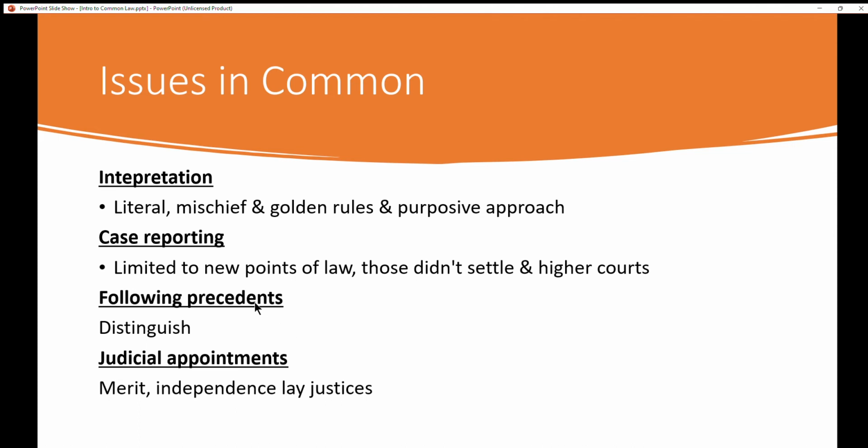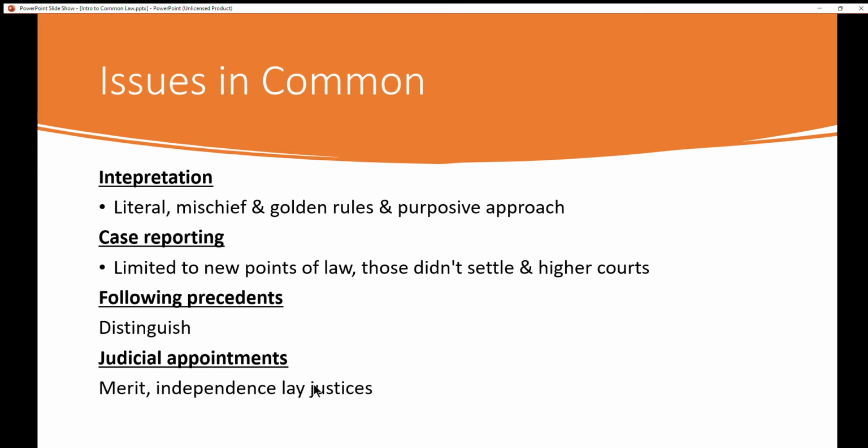So different parties will try to convince the judge. One party will say you must follow this previous law. The other party will say you must follow another law, another case, because the other case is wrong or the facts are different. So how you convince the judge is how it is decided. Then we have judicial appointments also for judges.